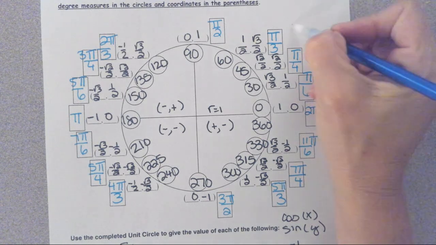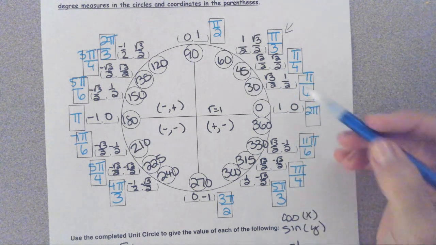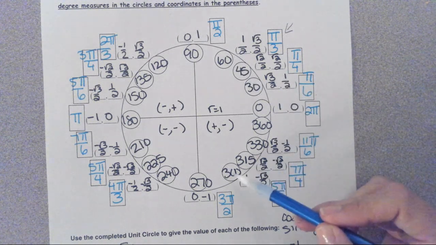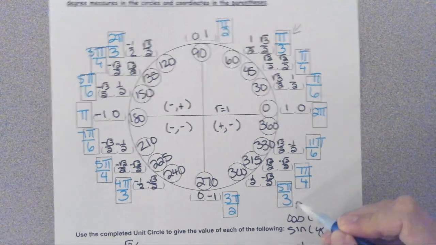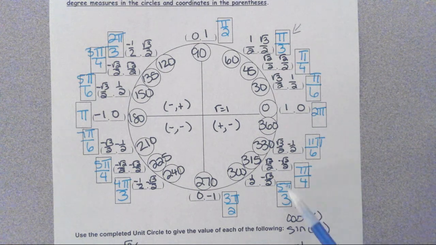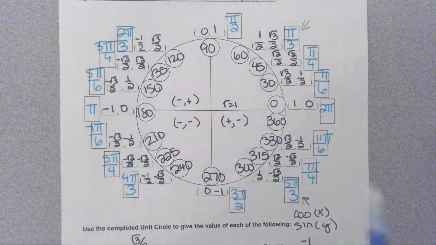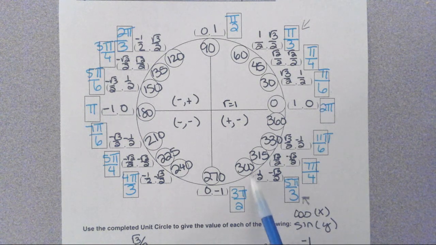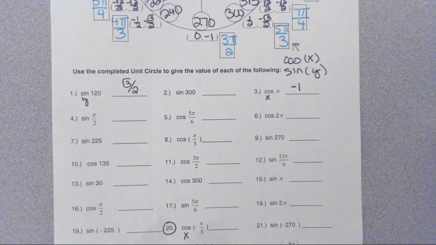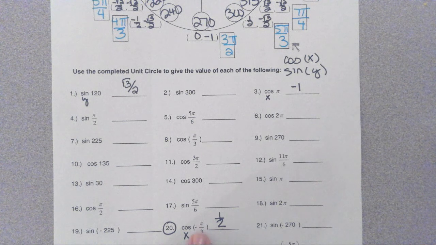Positive pi over 3 is located 1, 2, 3 above the 0. So negative pi over 3 is going to be located 1, 2, 3 below the 0. So when they ask me about negative pi over 3, they're really just asking me another way to say 5 pi over 3. At 5 pi over 3, they want to know cosine. Remember, cosine means x. So what is my x value at 5 pi over 3? My x value is positive 1/2. So on number 20, my x value that I'm going to write down is positive 1/2. Remember, this negative sign just tells you the direction. It doesn't tell you whether my answer is going to be positive or negative.